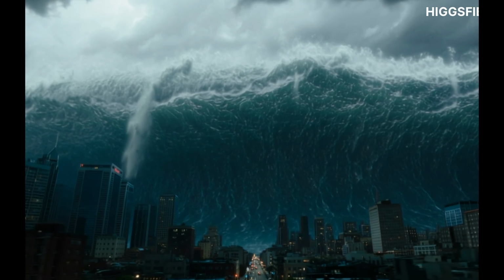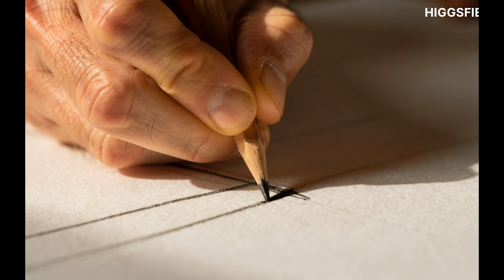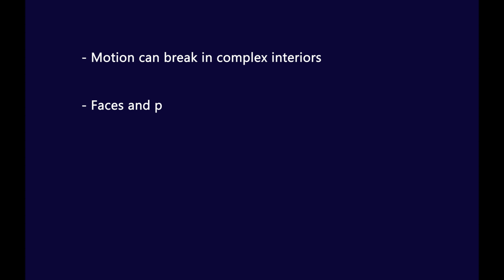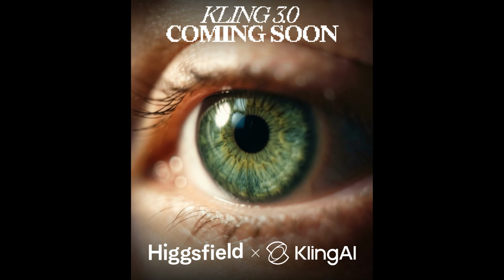Let's be honest, Kling 2.6 is already very good. We can create beautiful short clips, cinematic shots, strong realism. But for interior design, we still face problems. Motion can break in complex interiors, faces and people sometimes glitch. 1080 is not enough for real estate or premium clients, and 10 seconds is limiting for storytelling. These are normal growing pains, not failures. Kling still works very well. But that's exactly where Kling 3.0 comes in.